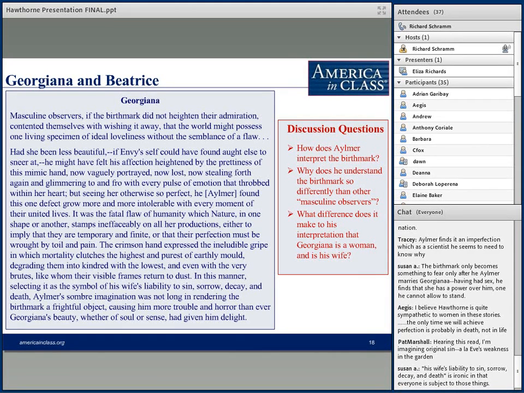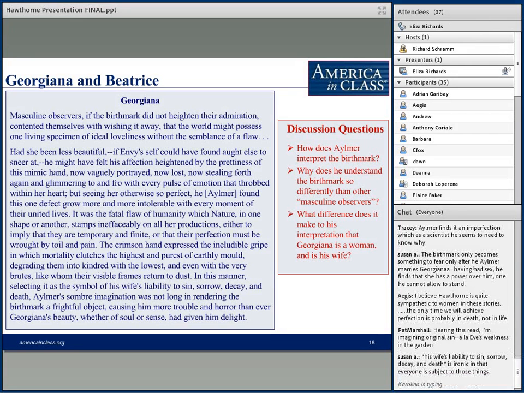But here's what I find fascinating. The birthmark only becomes something to fear after Aylmer marries Georgiana. Having had sex, he finds that she has power over him, one he cannot allow to stand. That's fascinating. Yeah, I never... So there's a kind of revulsion he's pushing against her power that we never really see. Yeah. That's really interesting. Yeah, that changes a lot of my thinking on the story.